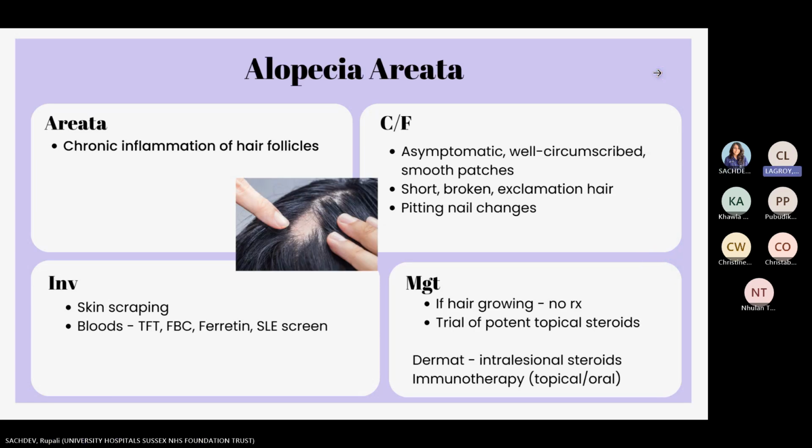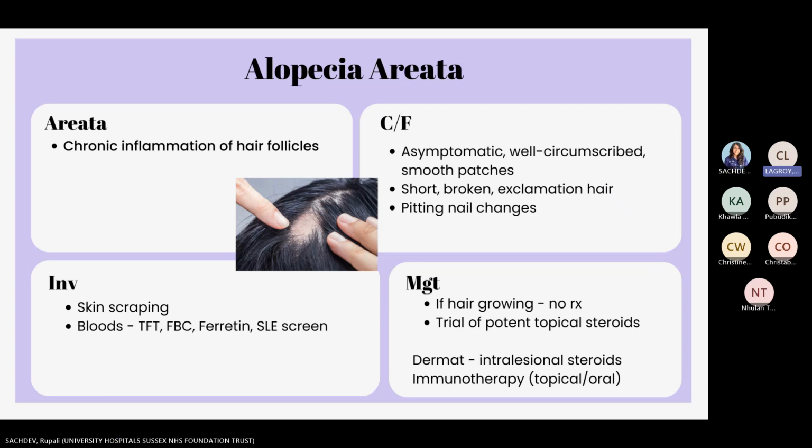So alopecia areata, it's a chronic inflammation of the hair follicles, and it causes a lot of hair loss. It can be asymptomatic with well circumscribed, smooth patches, with short broken little hairs, which are very, very small. You can also have some pitting nail changes as well. The investigations would be skin scraping to visualize what's going on underneath. And then the bloods would be thyroid function tests, because hypothyroidism can cause some hair loss, full blood count, ferritin, and then a systemic lupus erythematosus screen.